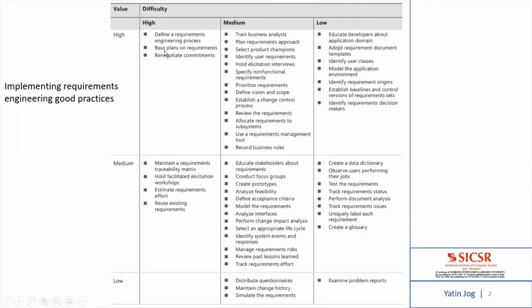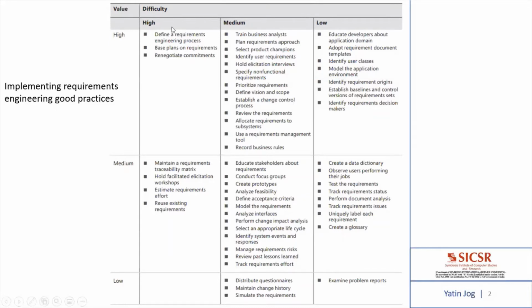There are 7 points of view or 7 domains, and from each domain, if you take all the good practices, this becomes a list. Now in this case, we have categorized the good practices into rows and columns. In case of columns, the categories are made based on the difficulty level. In case of implementation, if you want to implement any good practice, how difficult it is to implement a specific good practice, based on that we have made 3 categories: high, medium and low.